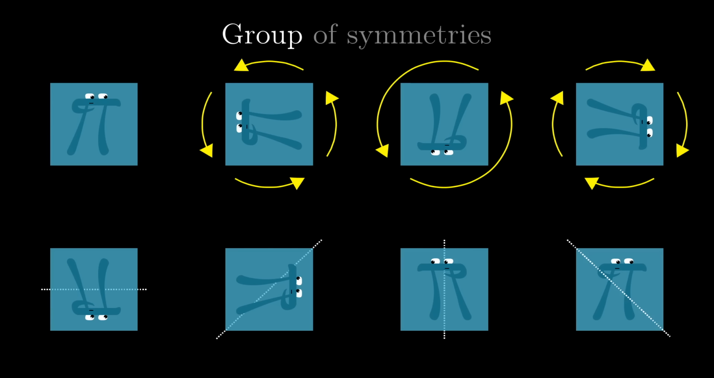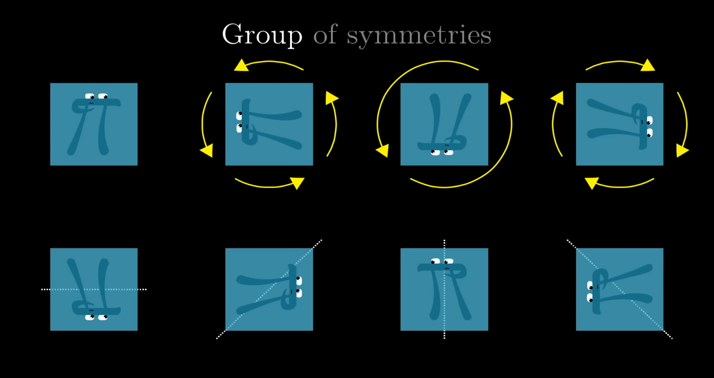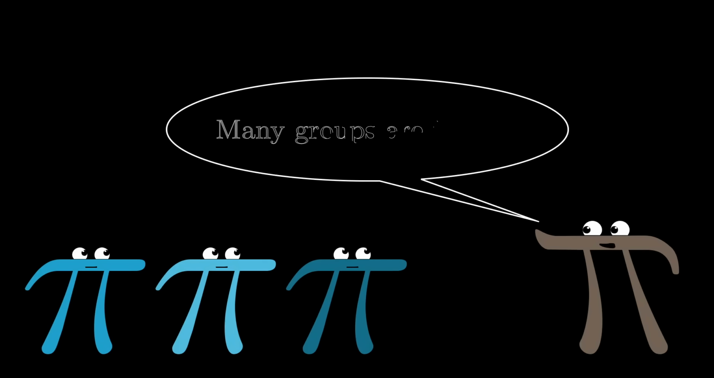This particular group consists of 8 symmetries. There's the action of doing nothing, which is one that we count, plus 3 different rotations, and then there's 4 ways that you can flip it over. And in fact, this group of 8 symmetries has a special name. It's called the dihedral group of order 8. And that's an example of a finite group, consisting of only 8 actions. But a lot of other groups consist of infinitely many actions.